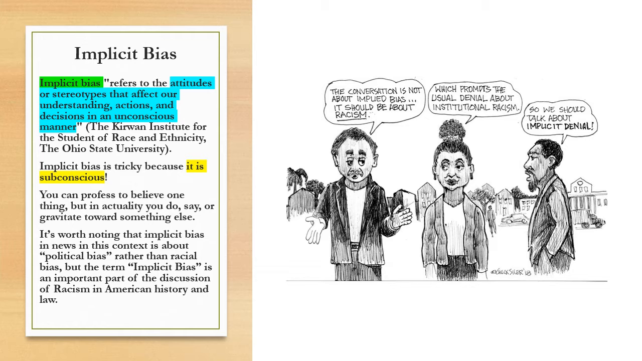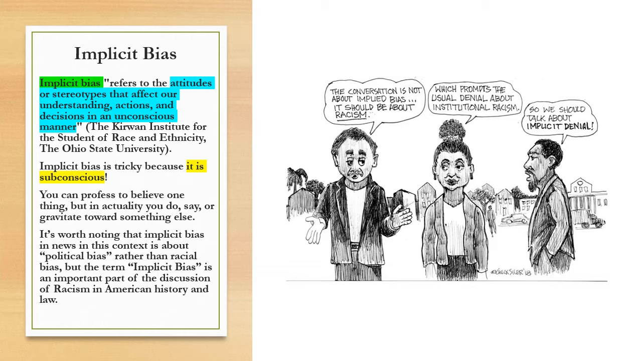You can profess to believe one thing, but in actuality you do say or gravitate towards something else. It's worth noting that implicit bias in news is about political bias rather than racial bias, but the term implicit bias is an important part of the discussion of racism in American history and law. A good example of people discussing implicit bias is this comic we have over here. The first guy says, the conversation is not about implied bias, it should be about racism. And then the lady responds, which prompts the usual denial about institutional racism. And then the last dude says, so we should talk about implicit denial.